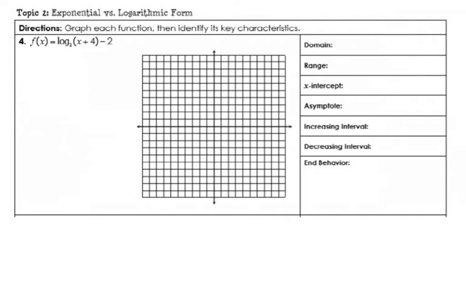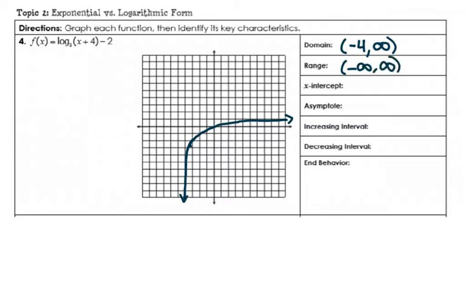Okay, so I want you to pause the video and sketch this graph. Do that in 1, 2, 3. Okay, so for this one, the domain, it never goes to negative 4. So I'm going to say it starts at negative 4 and then goes to the right forever. The range does go down forever and up forever, so negative infinity to positive infinity.